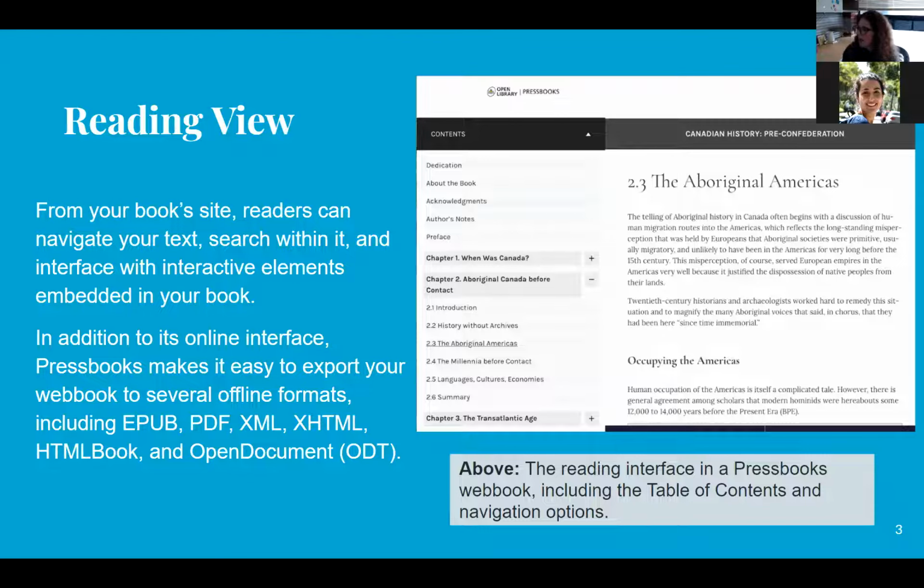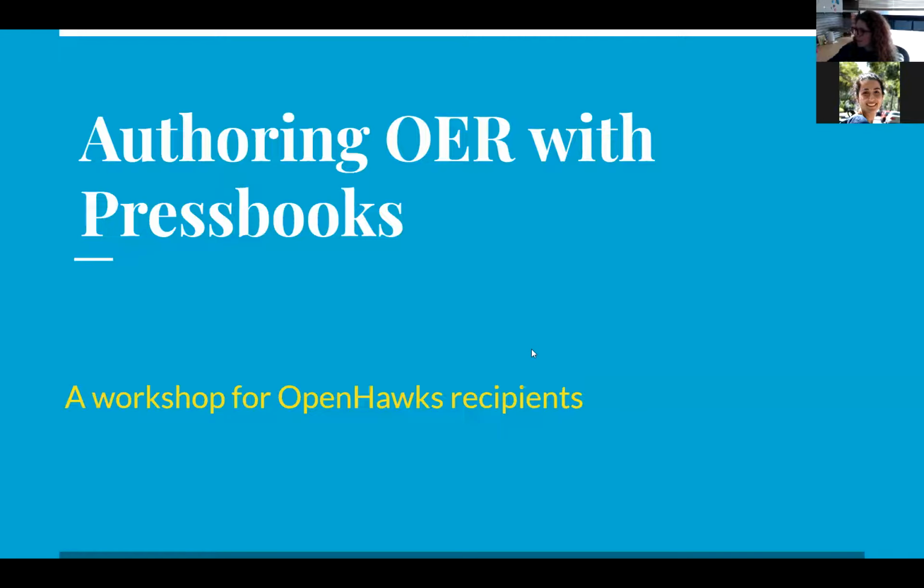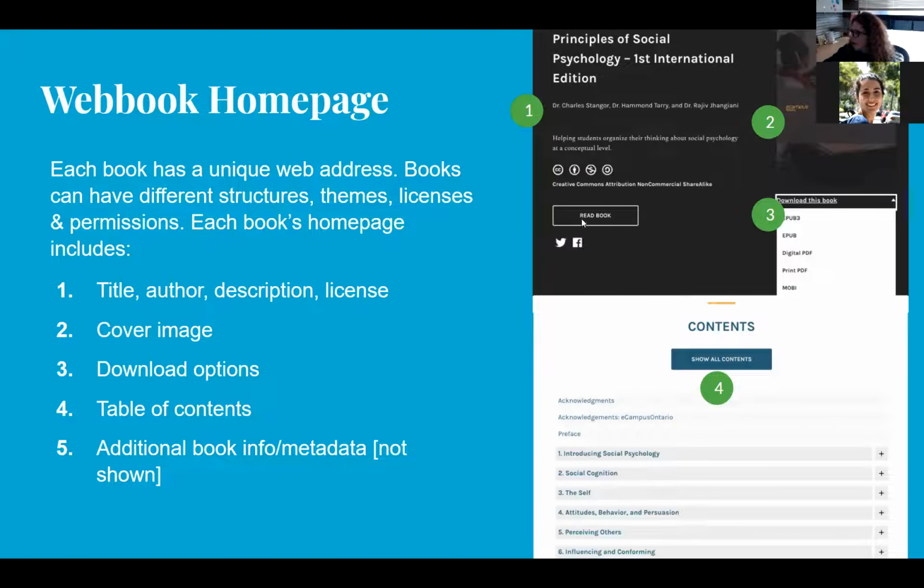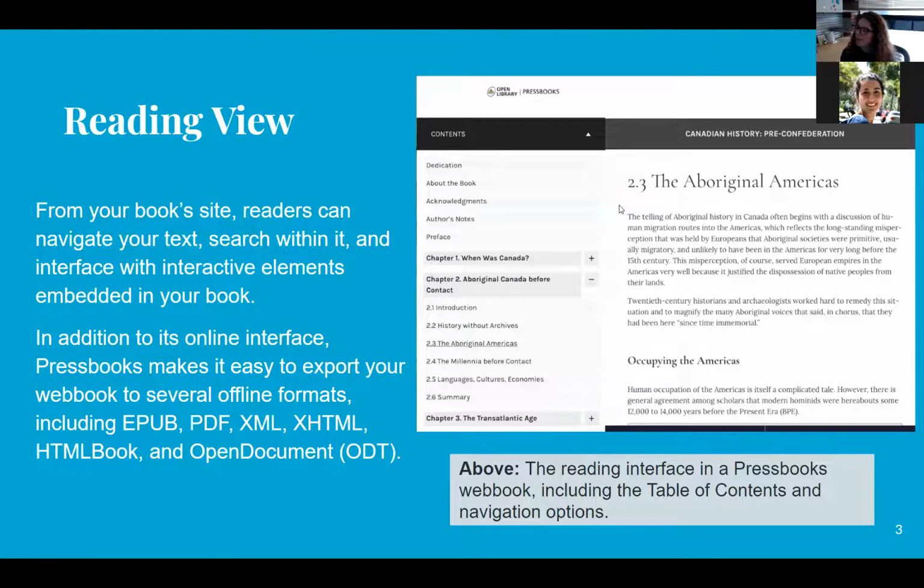So when readers click on that view book button, the one in the middle of the screen here, this is the interface that they are taken to. This is the reading view. From this interface, readers can navigate through the text, they can search within it, and they can interact with the interactive elements that are in the book, so videos and quizzes and other integrations. And they can access all of the content through this collapsible menu on the left-hand side of the screen.